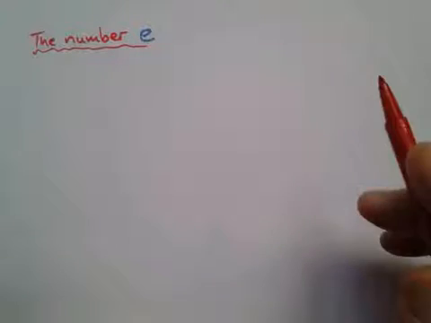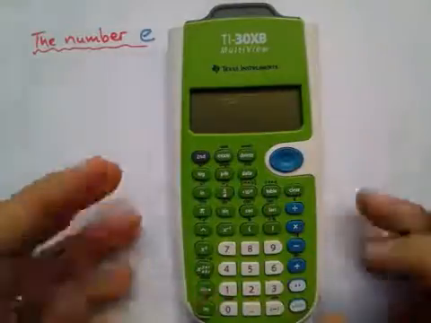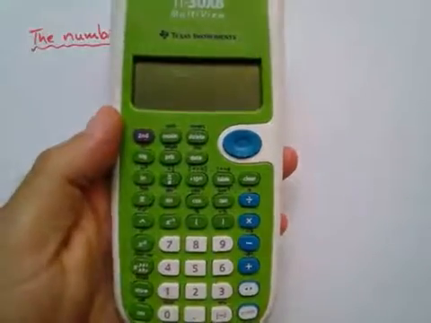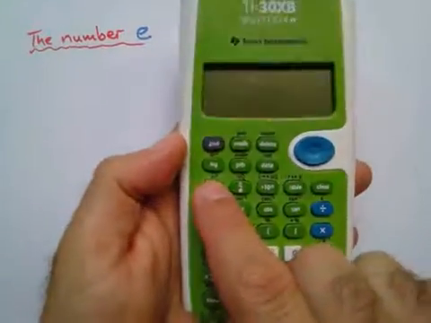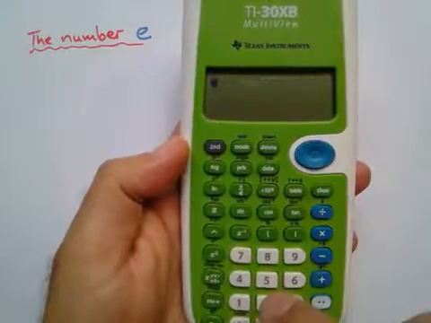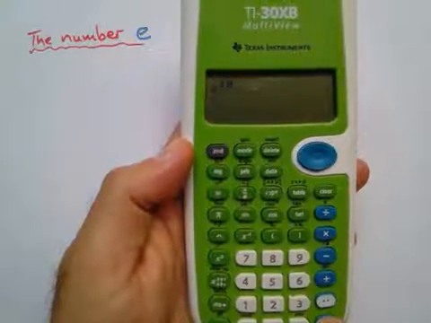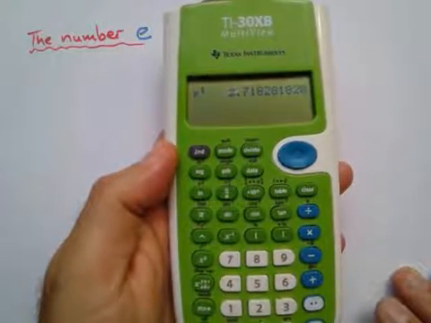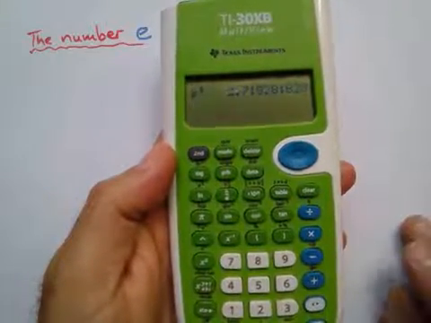The number e is just a number, like pi is a number, 3.142, and I can find that value e using my calculator. So if I go to second function, e to the power x, and we say x equals 1, so e to the power 1, we get an answer of 2.718281828. This is an irrational number. It means it just carries on forever and ever, just like pi.